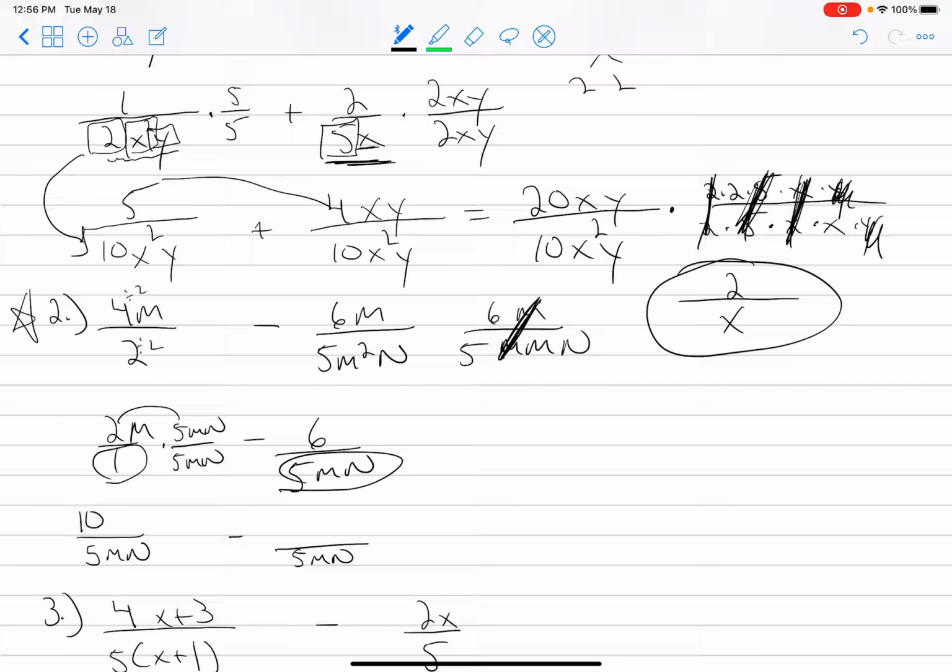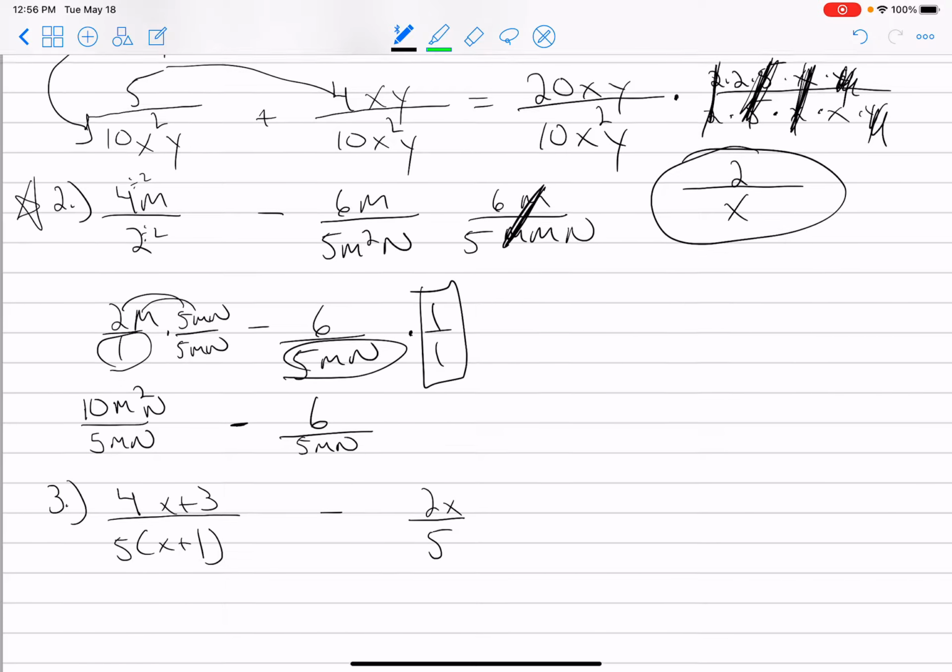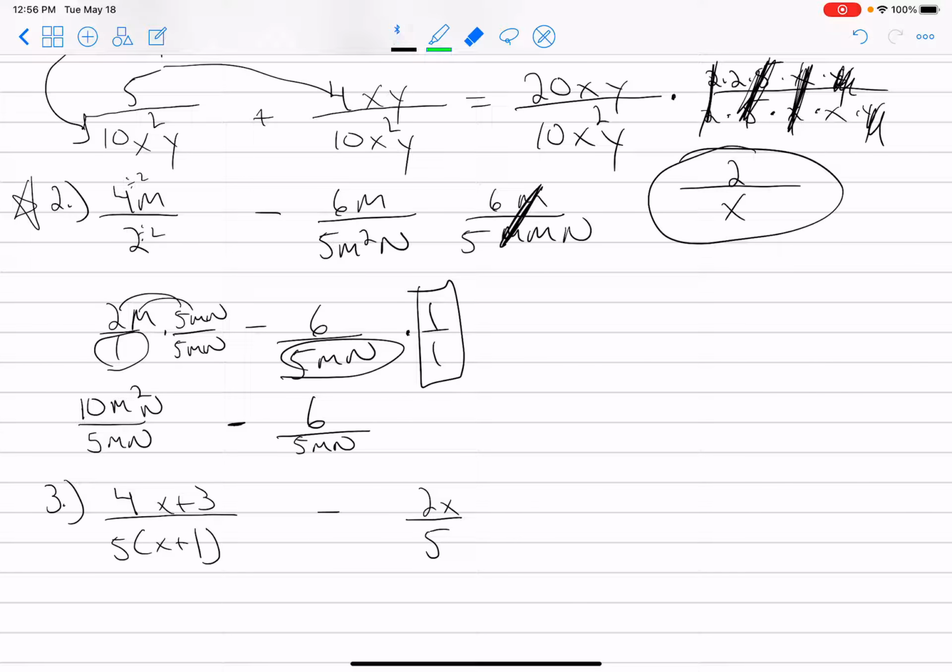2 times 5 gives me 10. M times m gives me m squared. That's an n. Minus, this one didn't change. It just multiplied by 1 over 1. All right, let's see what happens. We are going to call this 5mn. And now notice, m squared n's and 6's cannot be subtracted, so it's 10m squared n minus 6.